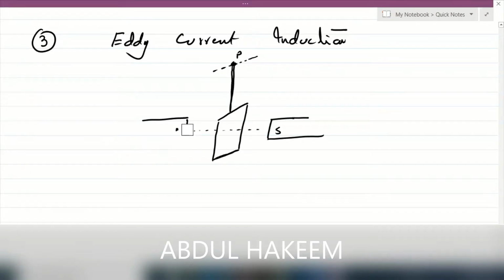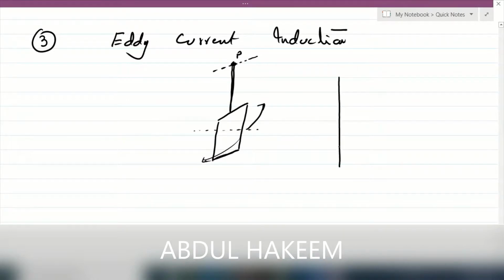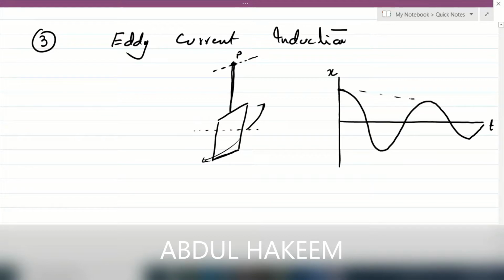Suppose first we remove these two magnets and we oscillate it about the mean position, forward, backward. The oscillation of the plate will be lightly damped. So if this is the displacement, this is the time, then this will be the graph. Amplitude is gradually decreasing due to the resistive forces, air resistance, friction. So this is the light damping.